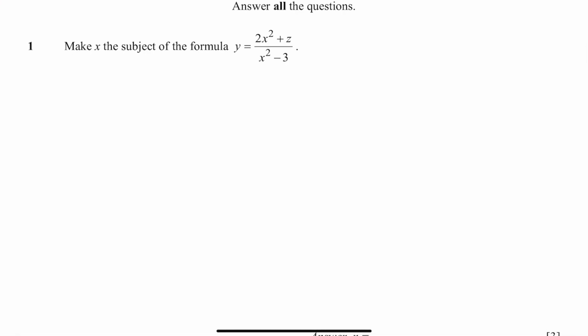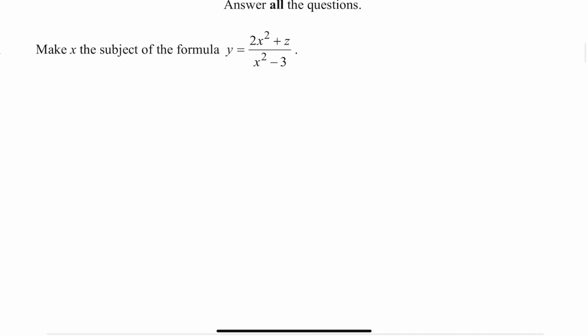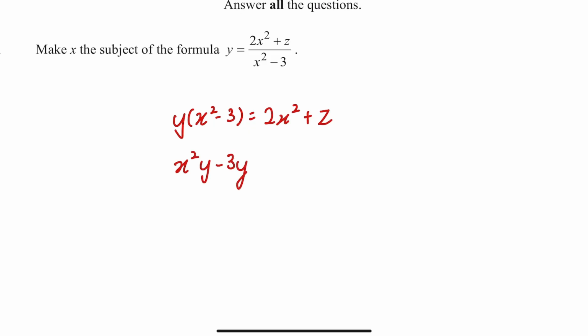So very simply, make subject means I want x. All terms containing x, you must make it to the left side first, then after that I make x equals to something. Okay, how do I do that? Let's first get rid of the fraction by cross multiplying. So over here, I'll get y times x squared minus 3 equals to 2x squared plus z. Therefore by expansion, I'll get x squared y minus 3y equals to 2x squared plus z.